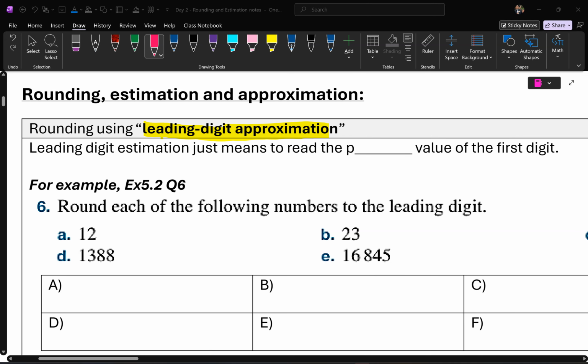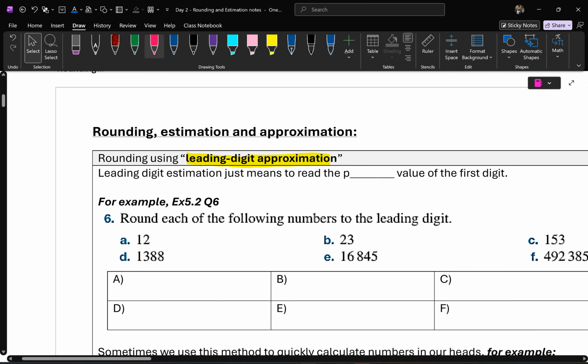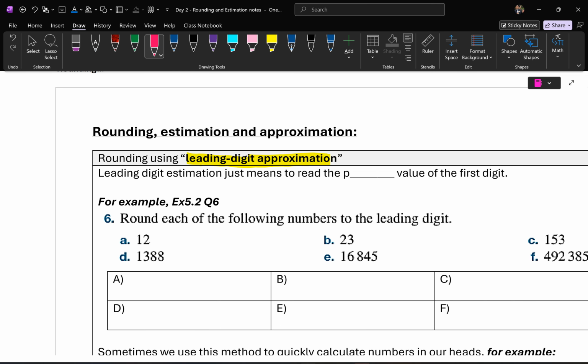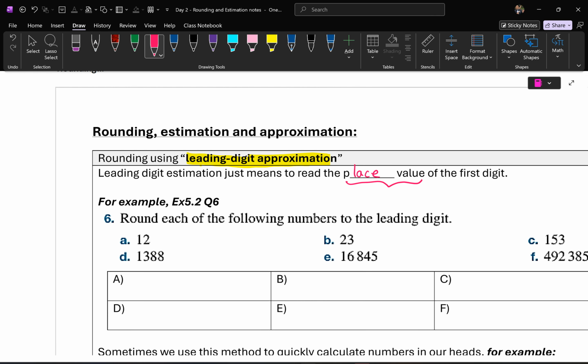Here we go. Leading digit approximation, what does that mean? Fill this in. Leading digit estimation just means to read the place value of the first digit. That's why we say leading.